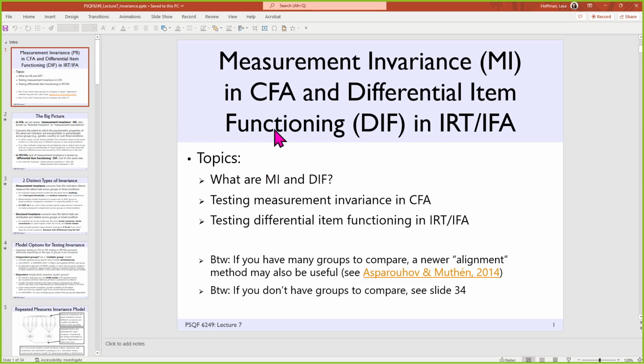So this unit 7 is probably going to take this week for sure. We'll see if it goes into next week. It'll depend on how quickly we can go through this. It is covering a topic that is often of interest, both in educational settings and in non-educational settings. Measurement invariance is what it is called if we're working from a CFA framework. It is also known as differential item functioning if you are working from an IRT or IFA framework, and they are both concerned with the same kinds of issues.